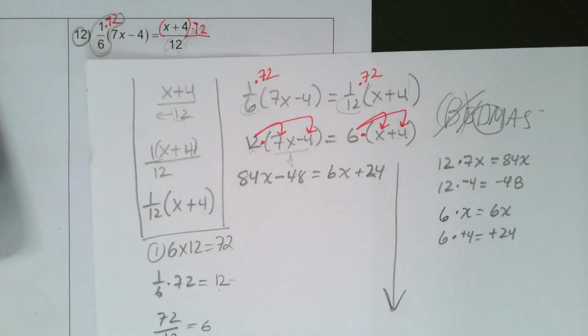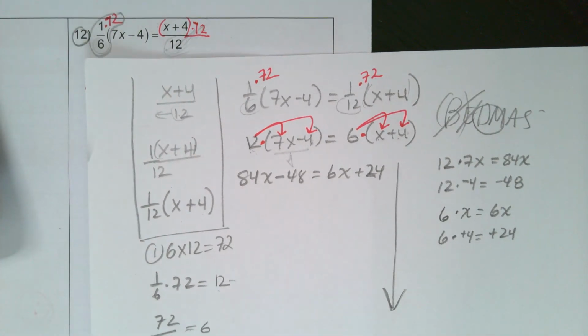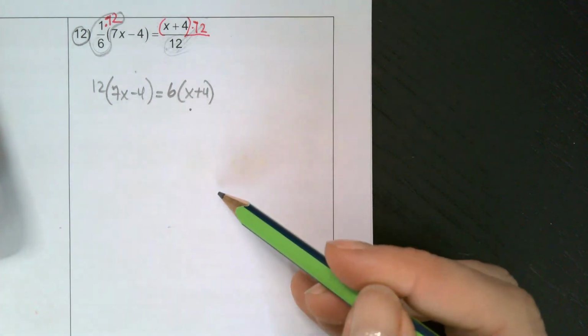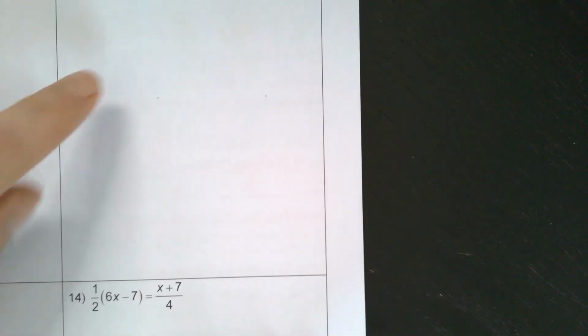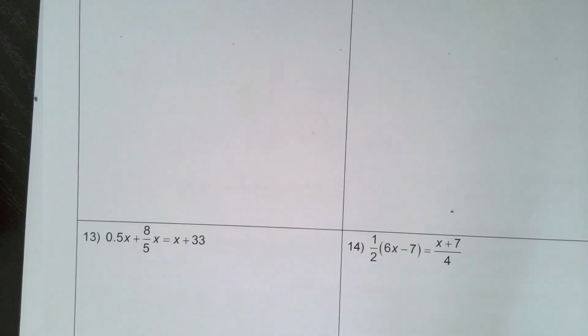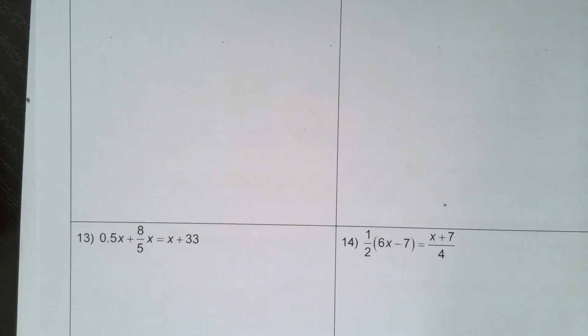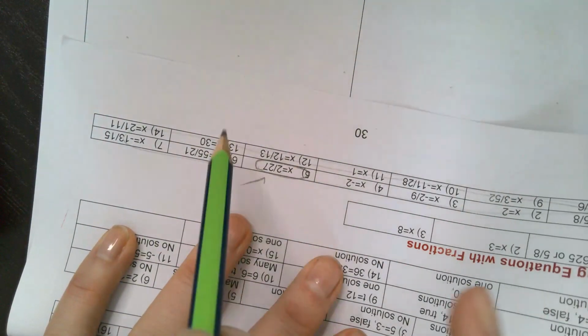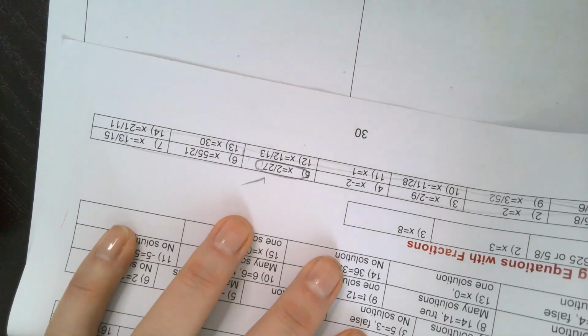Let's see, what else should we do? Well, number 14 is the same. Let's see, do I have a back? So I think you should be okay finishing everything. Okay, so make sure you check your answers. All the answers are here at the bottom. Okay, so when you finish, check your answers to make sure you have it correct.